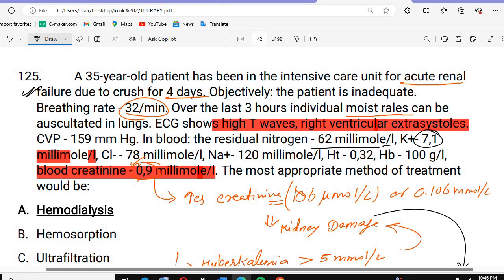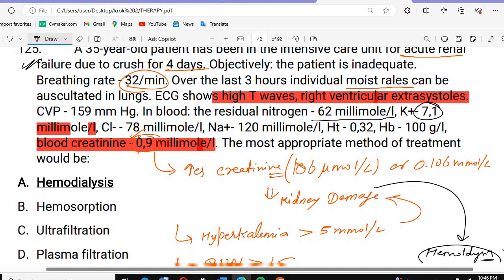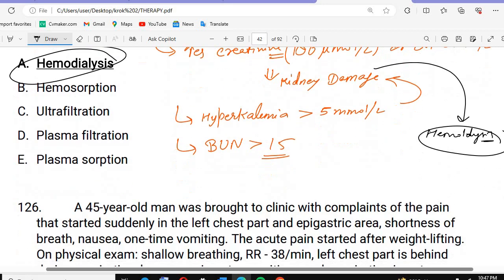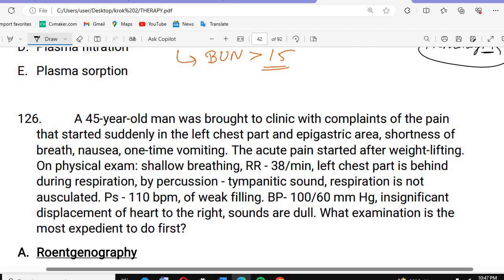Potassium of 7.1 is also hyperkalemia, and the normal level of sodium is 135 to 145; the sodium level is decreased here. Hemoglobin is high, and blood creatinine is also raised. So this patient has kidney damage or renal failure, and in that patient we will go for hemodialysis. Why is hemodialysis done? To remove the excess fluids in the body.